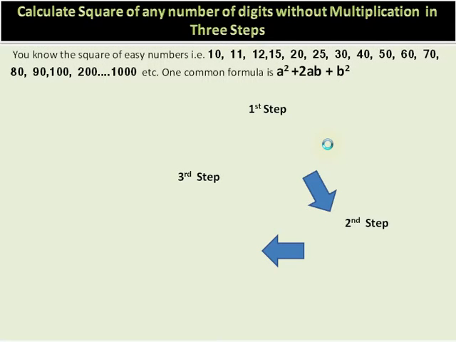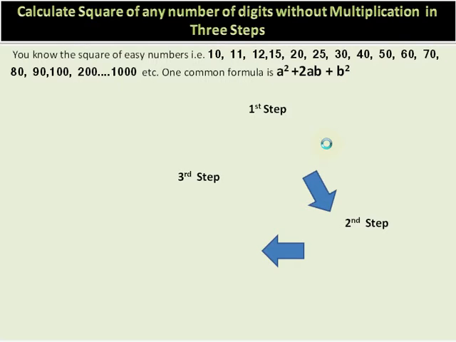Now you all know the squares of the numbers 10, 11, 12, 15, 20, 25, 30, 40, 50, 60, 70, 80, 90, 100, 200, 1000 or around. One simple formula for calculating a square is a square plus 2ab plus b square. You must know that.